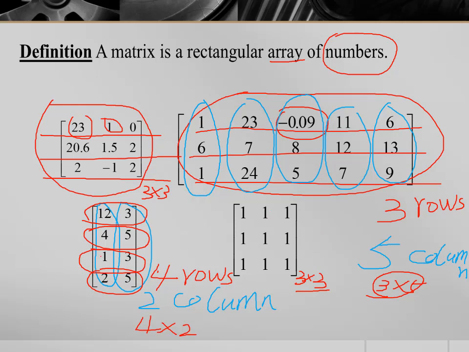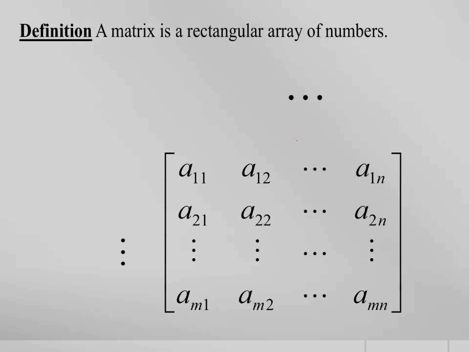This one is 4 rows, 2 columns, so we call it a 4 by 2 matrix. That's the example of the matrix. Now we can give the general definition of the matrix. See here.